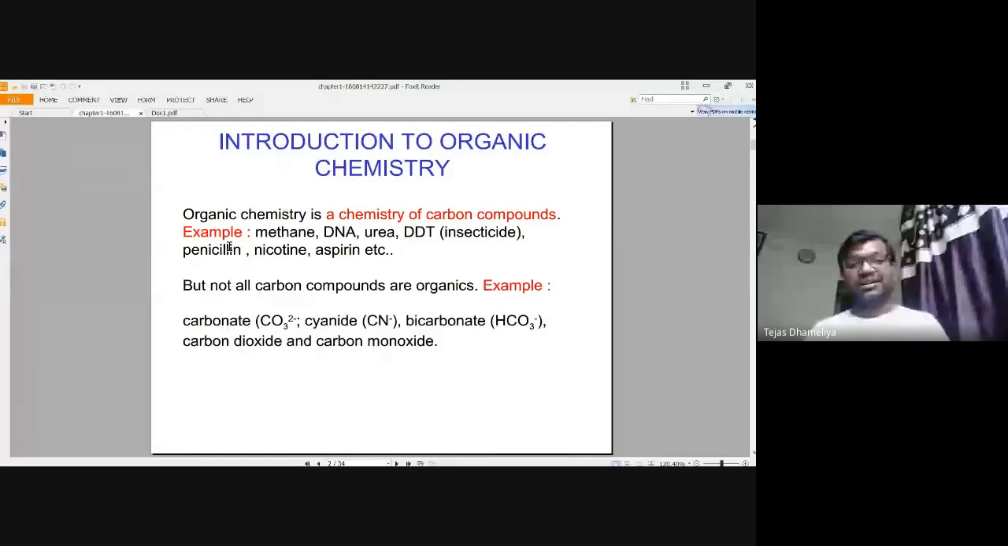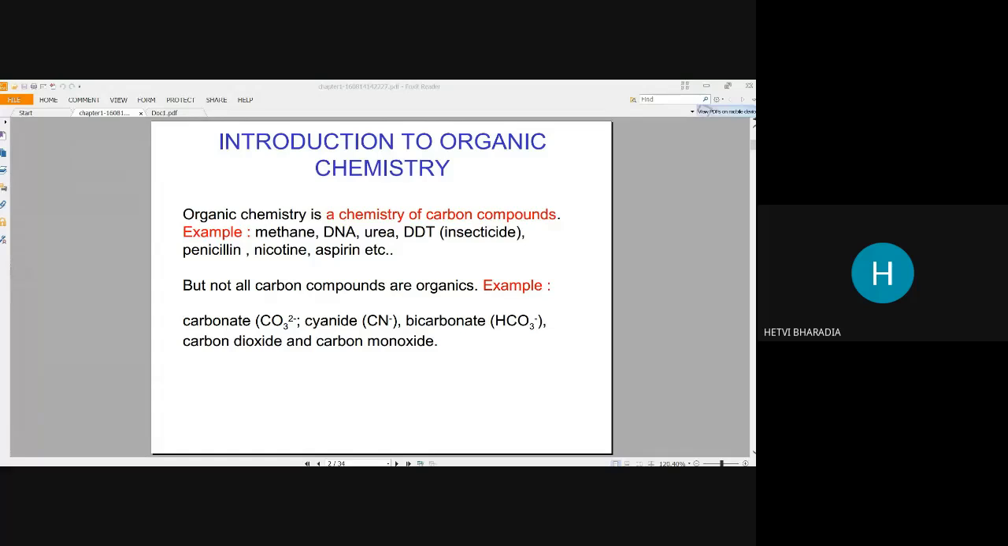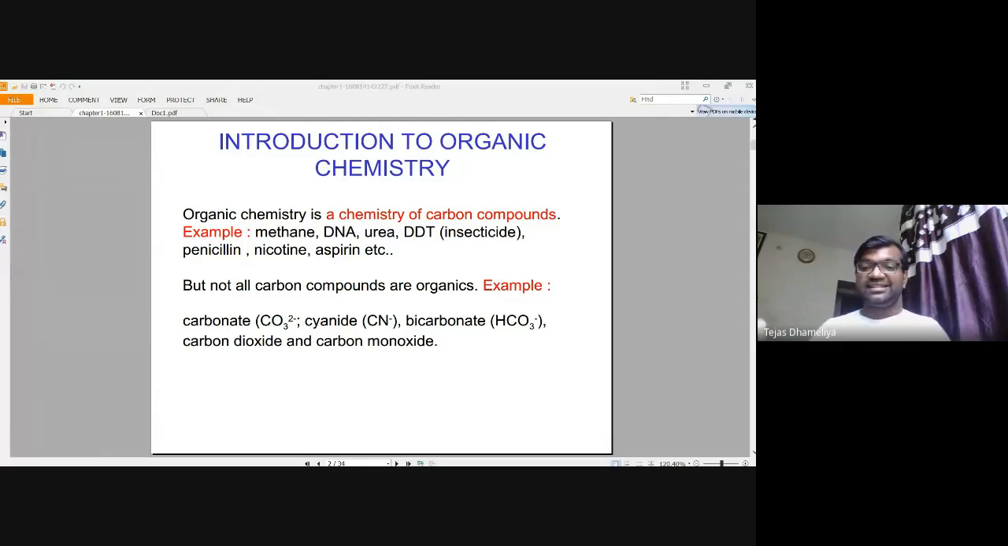Penicillin, a kind of antibiotic. Can anyone from the class tell me who discovered penicillin? Alexander Fleming. Yes, Alexander Fleming, as rightly said by Hetvi. So Alexander Fleming was the first person who discovered penicillin.